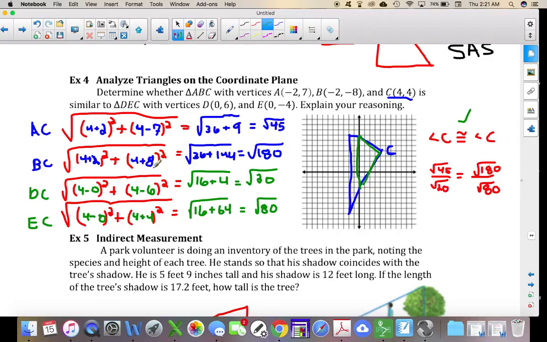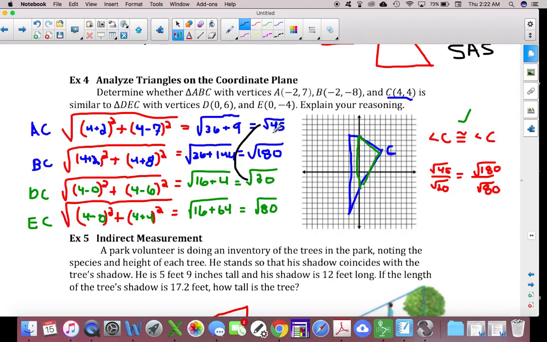Okay, and then I just do the distance formula. I do the distance formula from A to C, and I do from B to C. And those I got as the square root of 45 and the square root of 180. And then I do from D to C and E to C, which I got the square root of 20 and the square root of 80. And then I put the square root of 45 over the square root of 20.